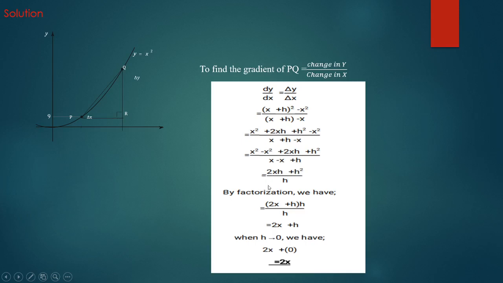Now we need to factorize the numerator. If we factorize the numerator, we shall have h into (2x plus h) all over h. h and h cancel out, so we shall remain with 2x plus h.